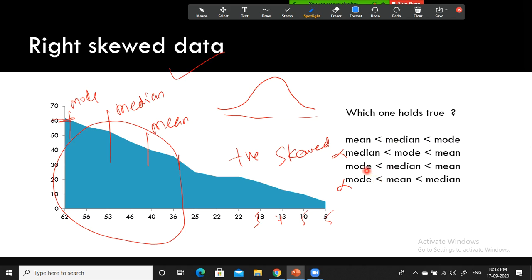Mode is less than median. No, right? Mean is less than median. Yeah, obviously, mean is less than median, median is less than mode. The first one is the correct answer, right?